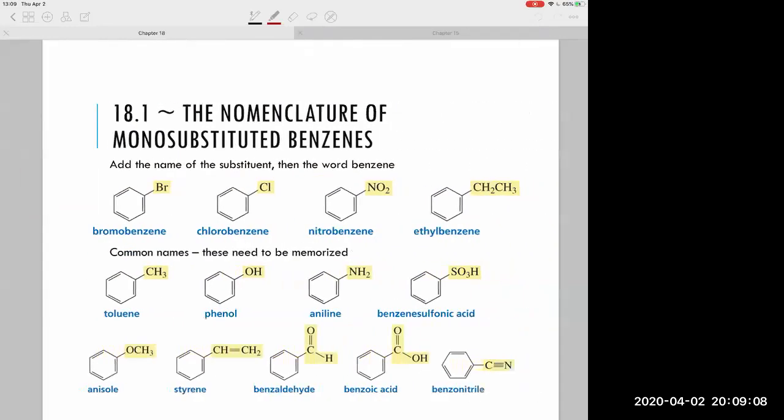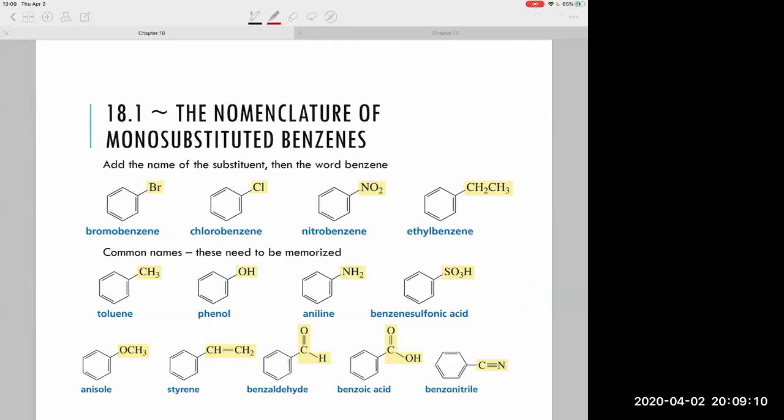First of all, one thing we're just going to have to get out of the way right now is the nomenclature for benzene. We're going to split this up into two different parts in this chapter. The first thing we're going to do is focus on what are called monosubstituted benzenes. So a benzene ring where there's only one thing sticking off of it.